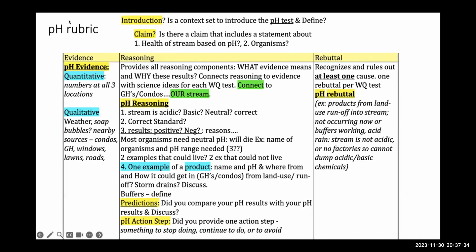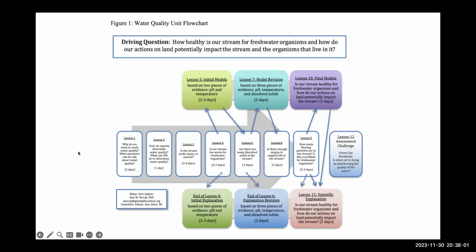Yeah, this is a rubric in terms of what I use in terms of assessing their pH explanations. So I have on the left their quantitative and qualitative evidence. I look for reasoning, science ideas that's going to connect and say it's positive or negative, and a rebuttal here on the right. I want them to have one example of a product and compare it to their predictions.